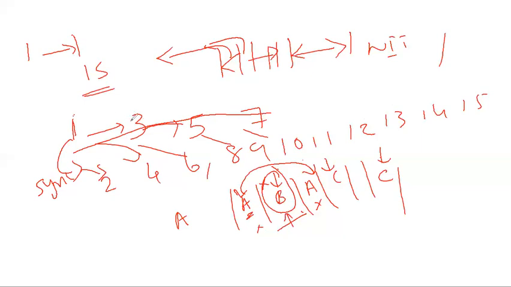Similarly, ECU 1 will send the synchronization in this particular slot, and ECU 3 sends the synchronization in this slot. Why multiple ECUs are sending it, we'll discuss later.